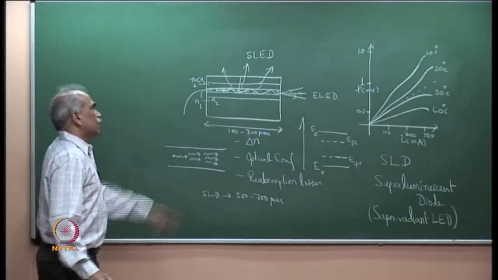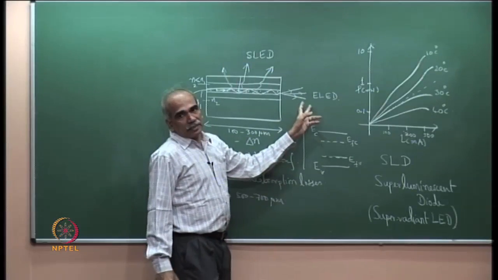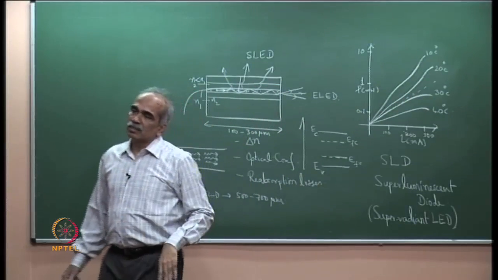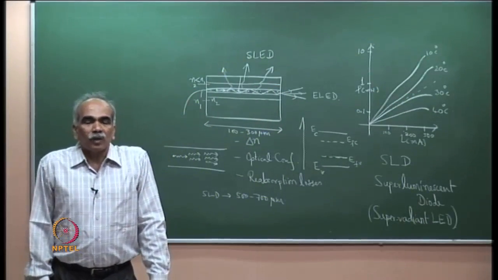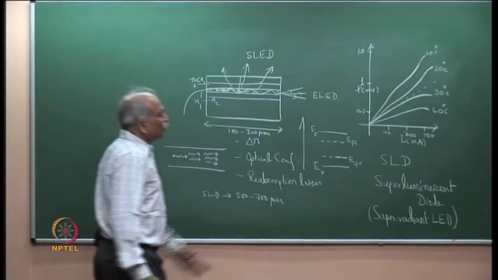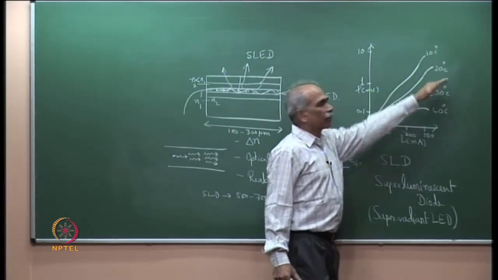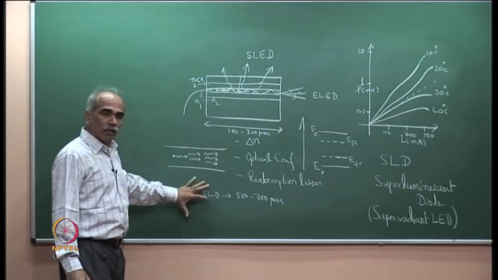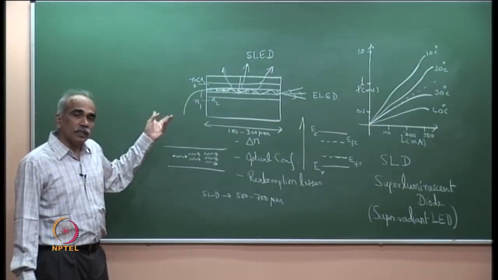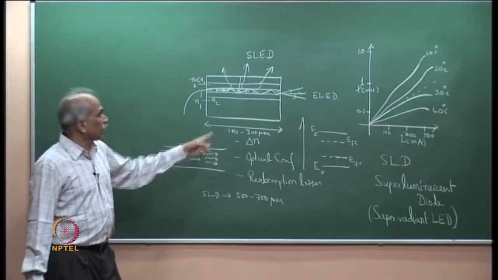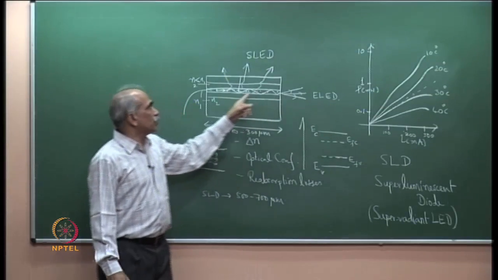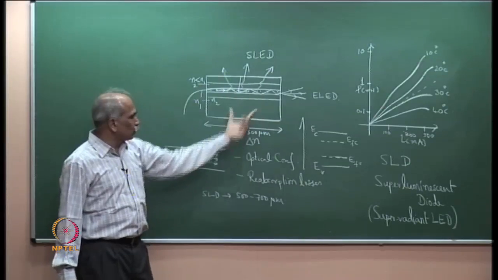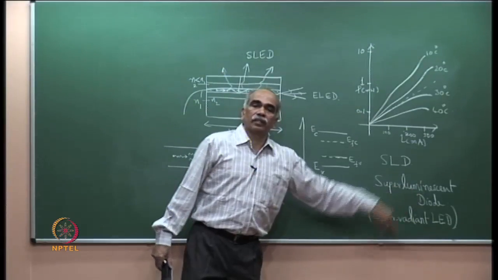But normal surface emitting LEDs and edge emitting LEDs at normal temperature will always have a nonlinear behavior, deviating away from the linear region. So I hope the 3 points are clear: stimulated emission is a gain for ELED, stimulated emission is a loss for SLED, and we are making use of that to generate superluminescent diodes.